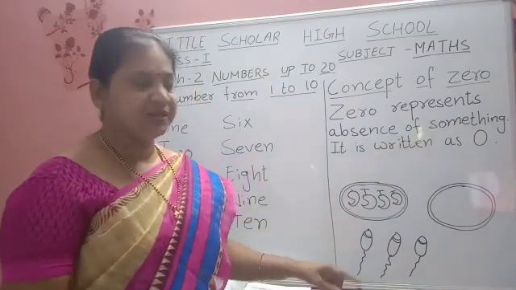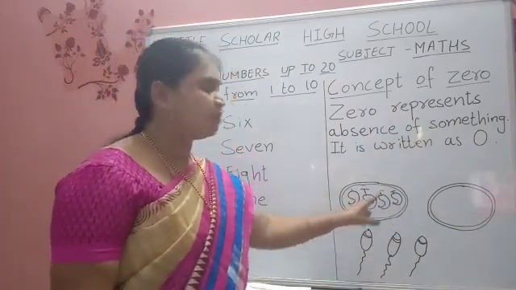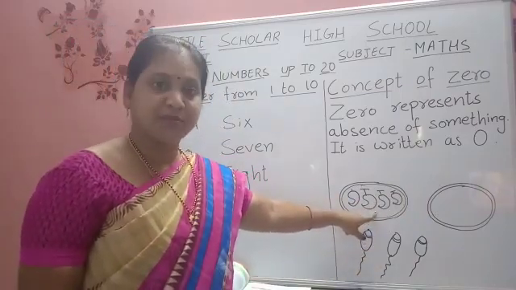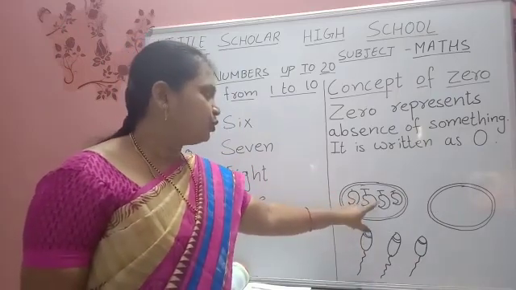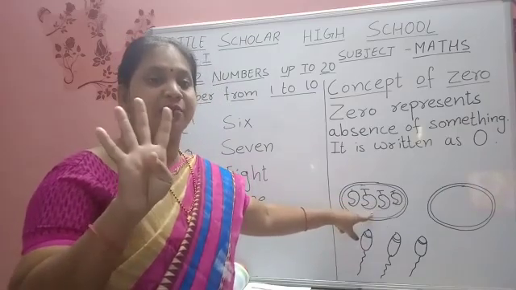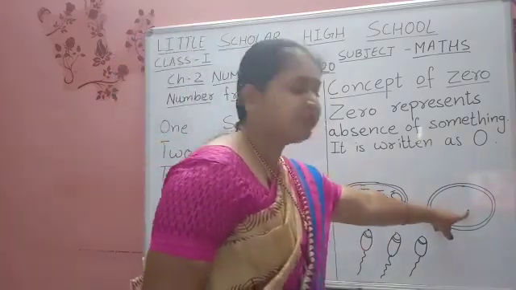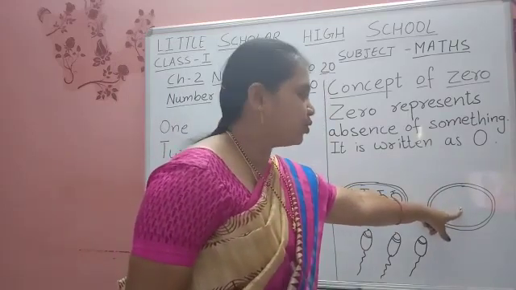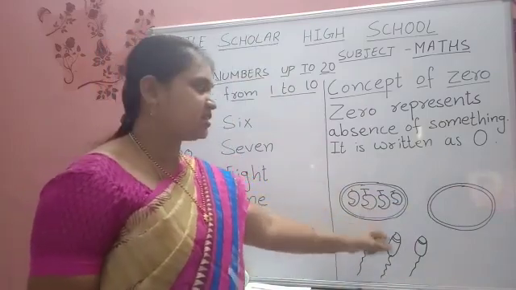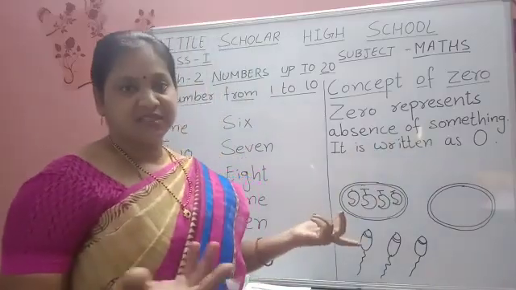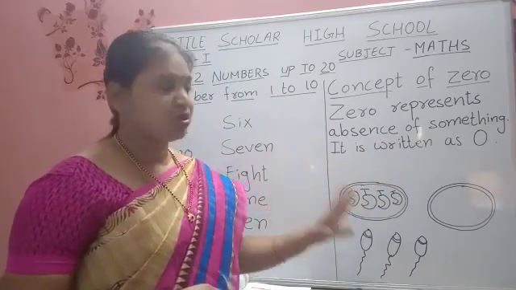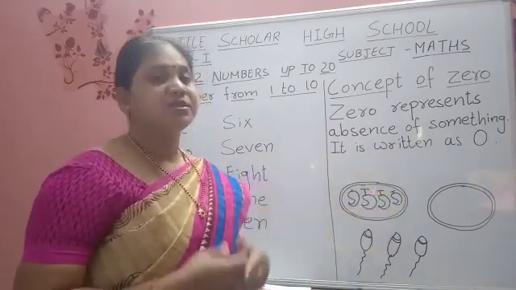Now see the example here. Here you can see 2 plates. How many plates can you see? 2 plates. In the first plate what can you see? Mangoes. How many mangoes? Count it. 1, 2, 3, 4. In the first plate there are 4 mangoes. Now count in the second plate. Are any mangoes there in the second plate? No, that means none, nothing, 0. In the first plate we have 4 mangoes. In the second plate nothing is there. So 0 mangoes are there in the second plate.